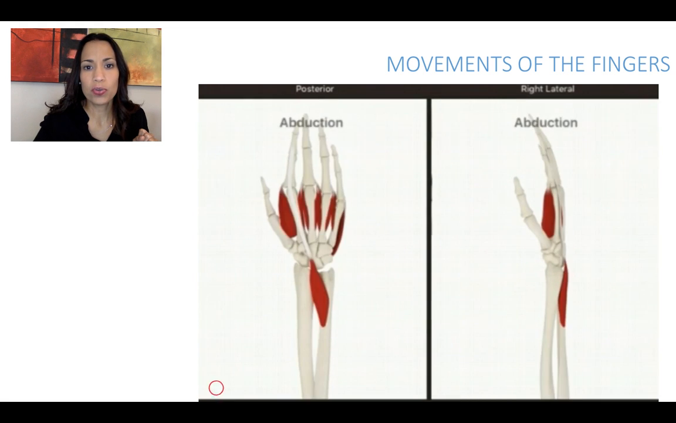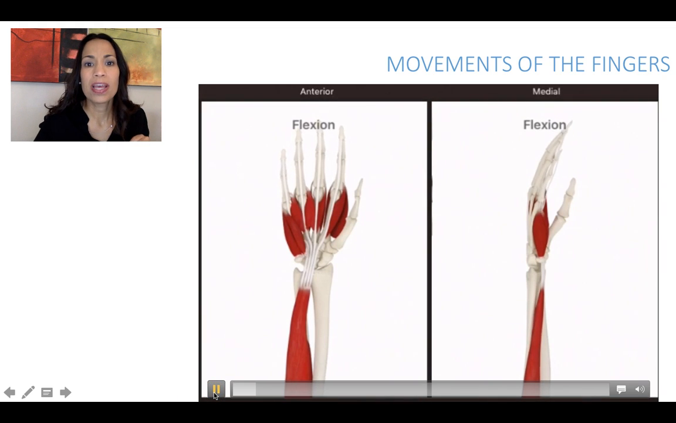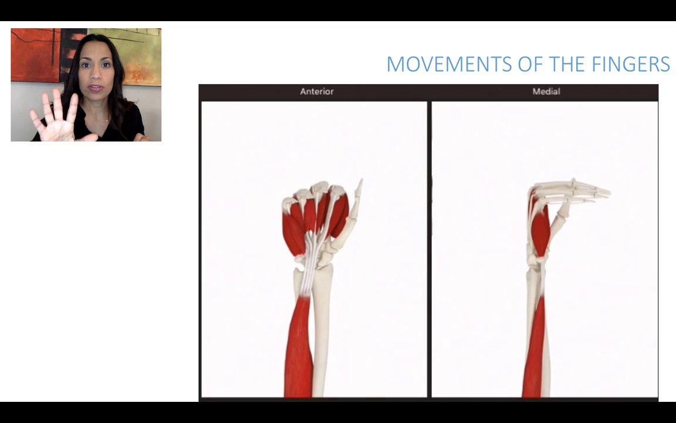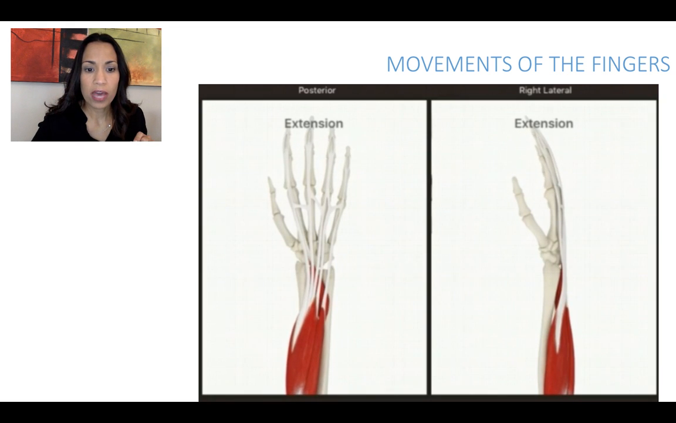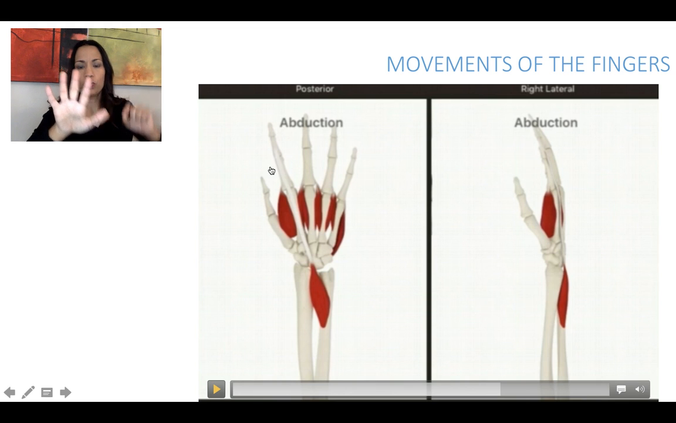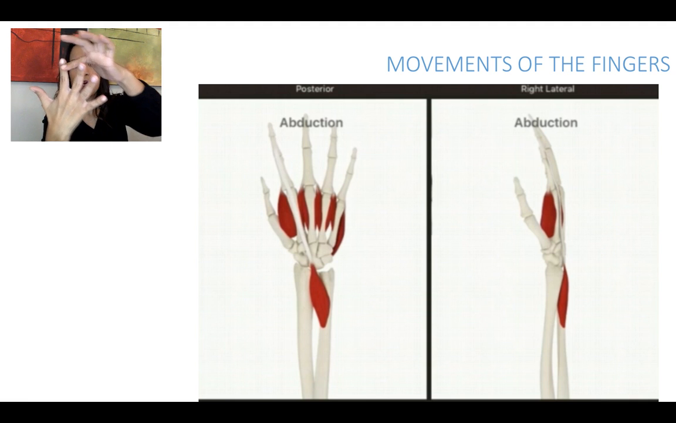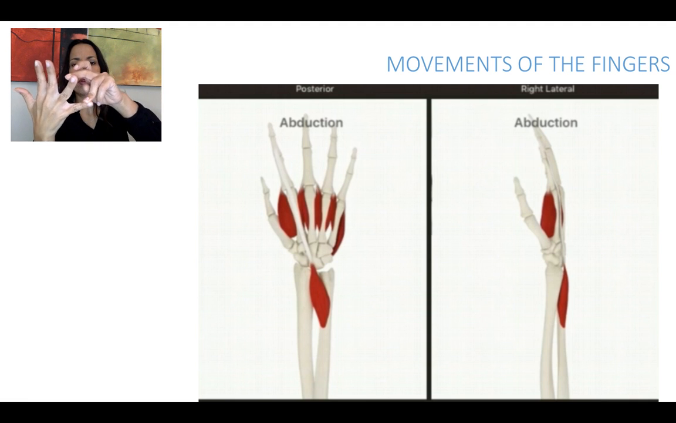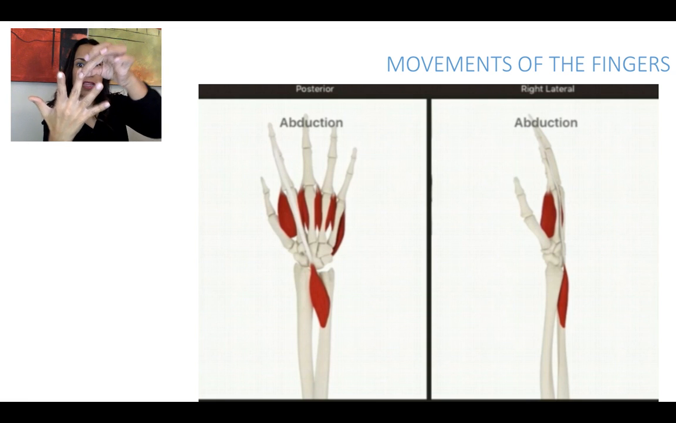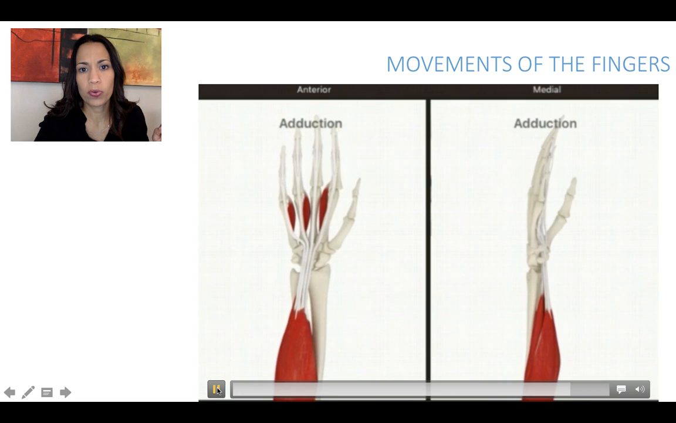Now, pay attention to abduction and adduction of the fingers. Look how the middle finger stays in the same place. Okay, abduction, see, you spread or you separate or open up your index laterally, and your fourth and fifth finger medially. The third finger usually stays in the same place, okay? And then we have adduction. You just bring them close together.